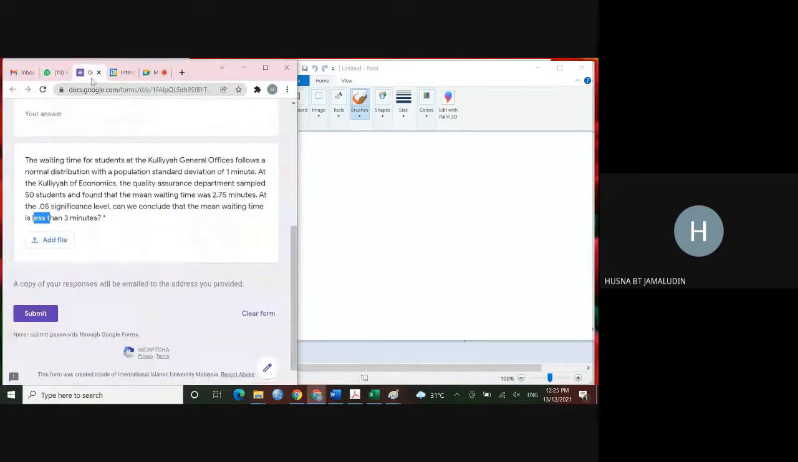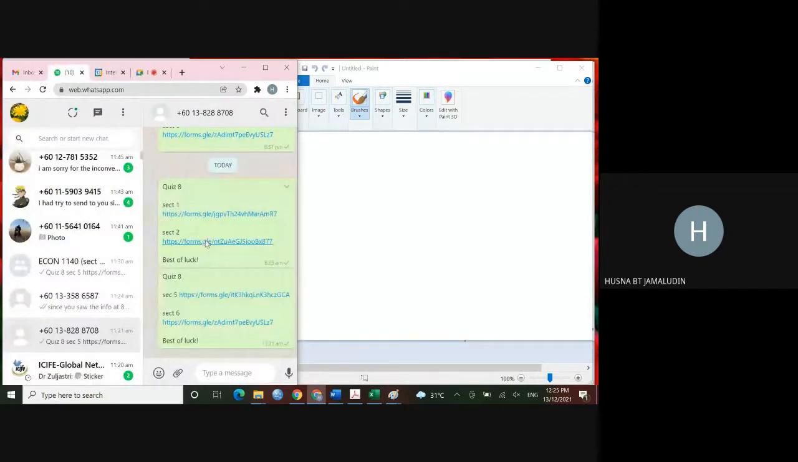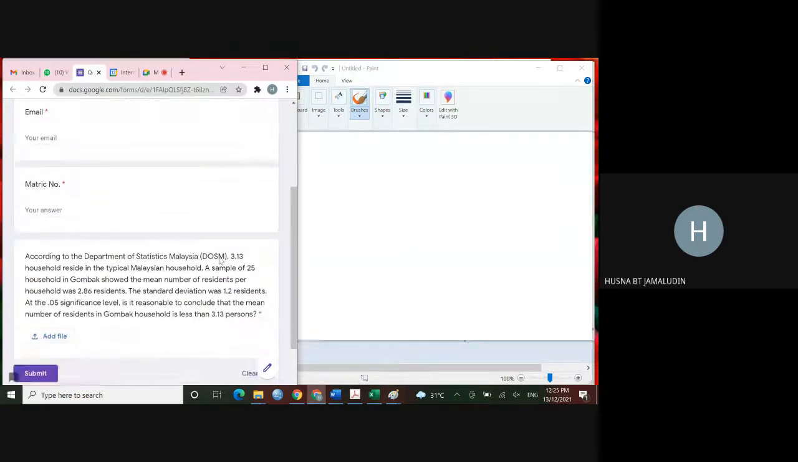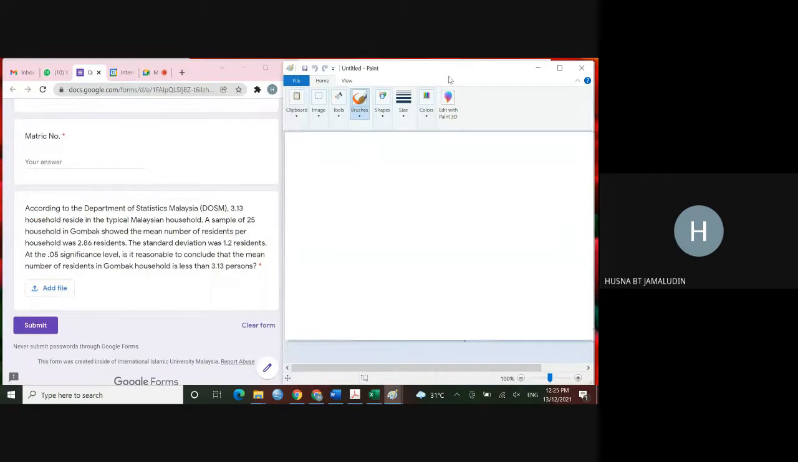So let me delete this first. So by now you should understand how to write everything. According to the Department of Statistics, 3.13 residents reside in the typical Malaysian household. So what is this 3.13? Is it mu? Is it sigma? Is it n? Is it what? It is not mentioned there. Even though some of you can spot this should be mu, some other students may not be clear on this. So let's assume that I'm not clear. I don't know what this is. Let's just keep this KIV, keep this in view.